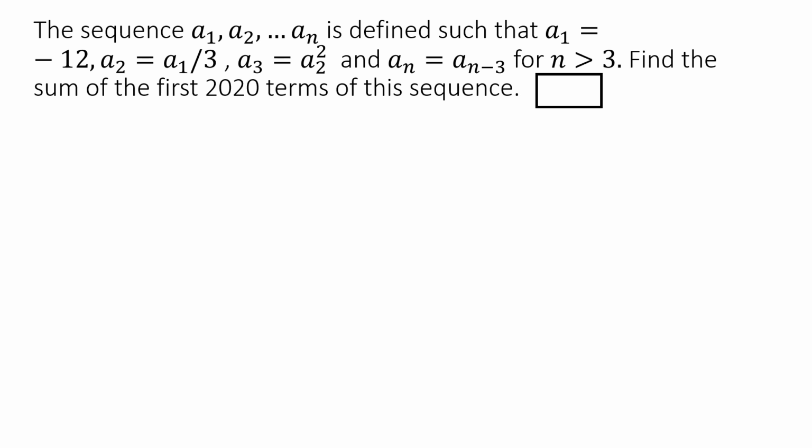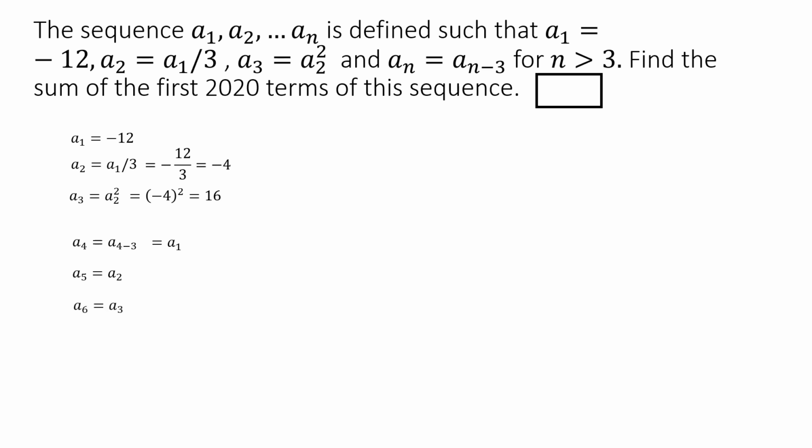So A1 is minus 12, A2 is A1 by 3, and that makes A2 equal to minus 12 divided by 3, which is minus 4. And then A3 is A2 squared, which is minus 4 whole squared, and that comes to 16. And then for n greater than 3, we have AN is equal to AN minus 3. So A4 is simply A4 minus 3, which is A1. So A4 is A1, and A5 will be A2, and A6 will be A3.